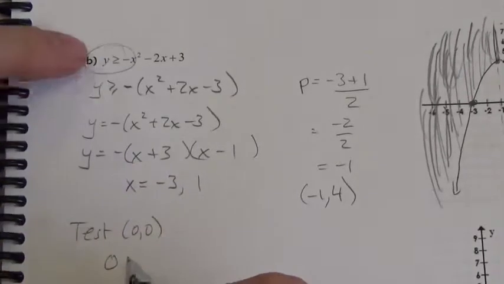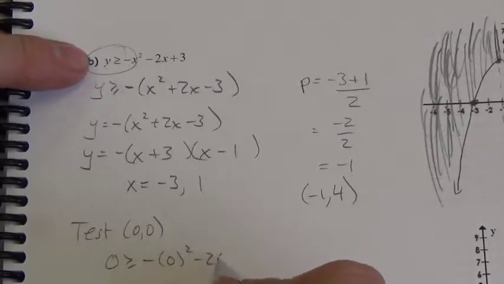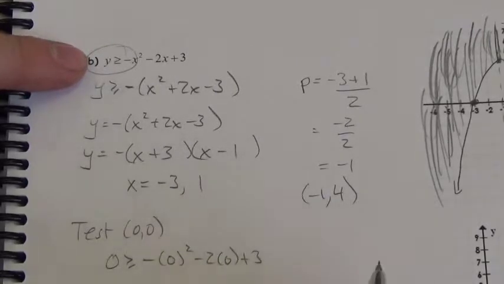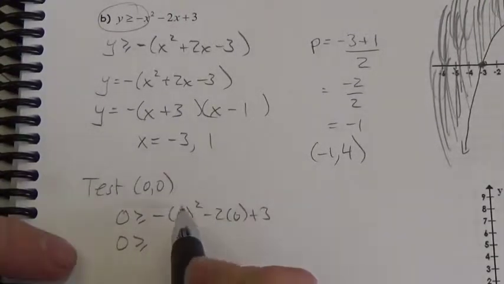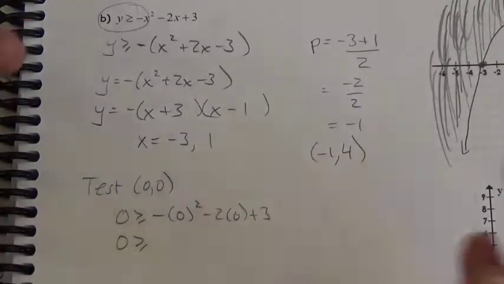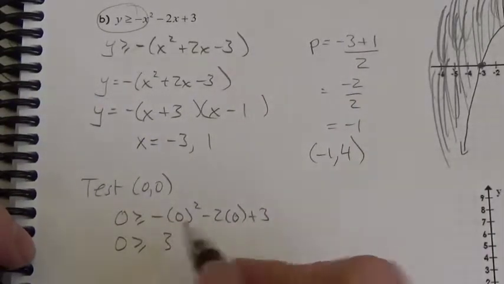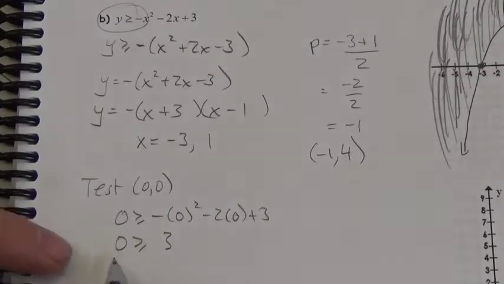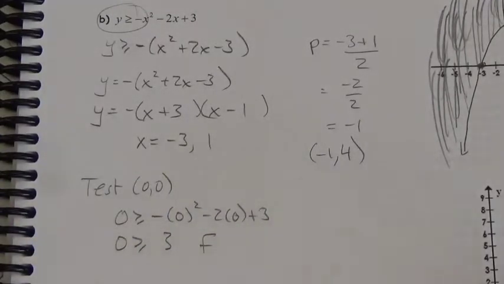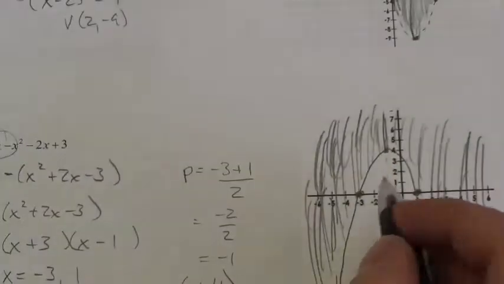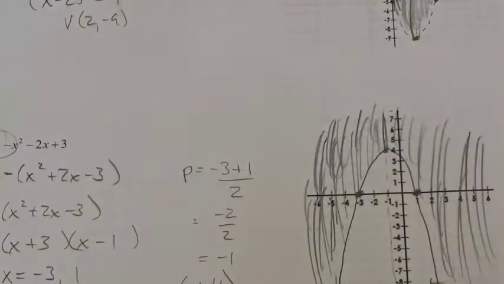So is it true, let's go back up here, that 0 is greater than or equal to negative 0 squared minus 2 times 0 plus 3? Well, 0 squared, negative, that's just 0. Negative 2 times 0, well, that's just 0. Plus 3 is 3. Okay, is 0 greater than or equal to 3? No, that's false. So what that means is I wouldn't shade over the origin, I would shade on the other side of the parabola. So yeah, that's exactly the way that should look.